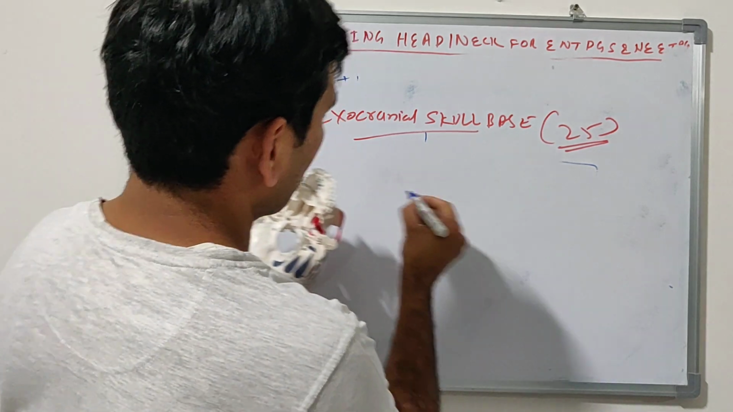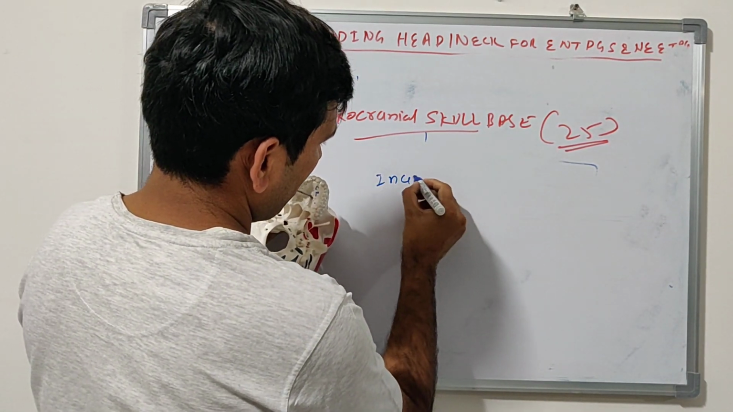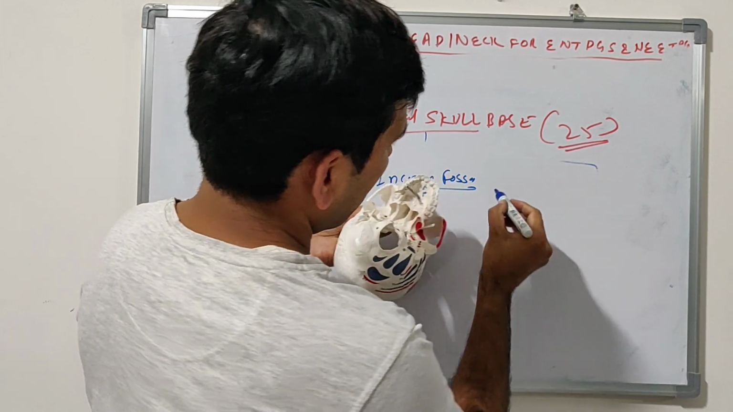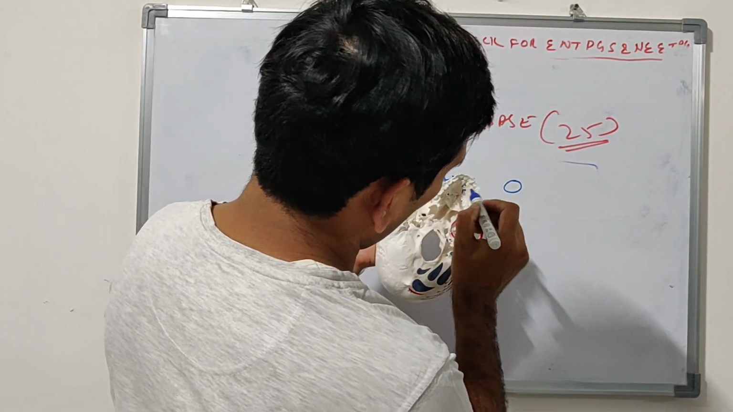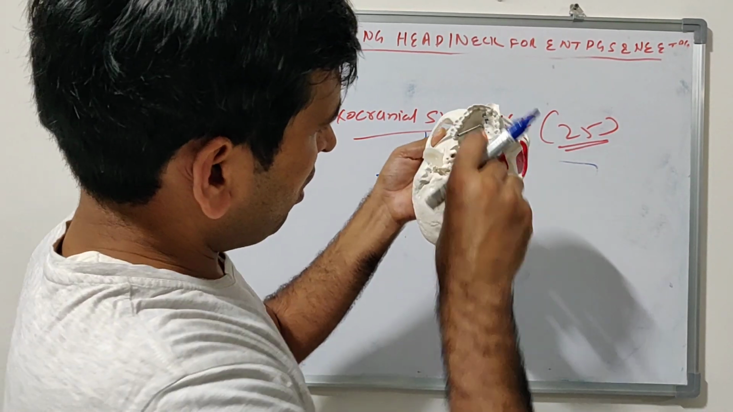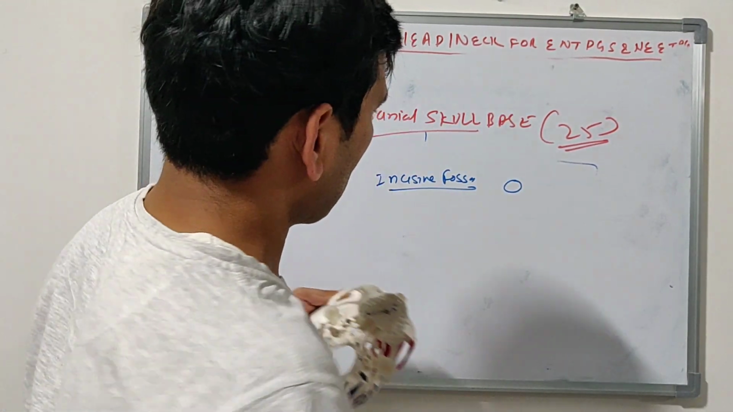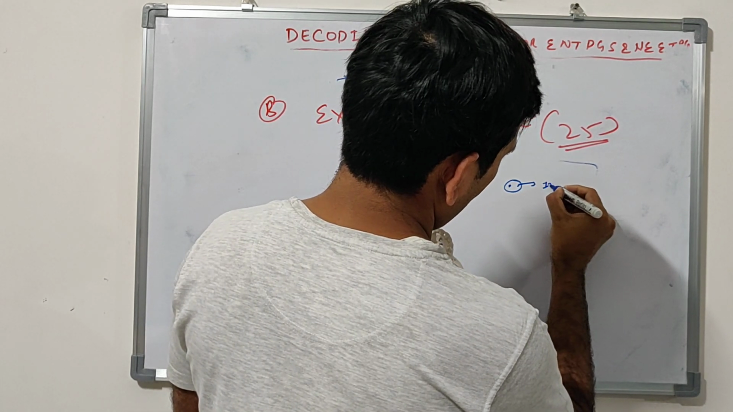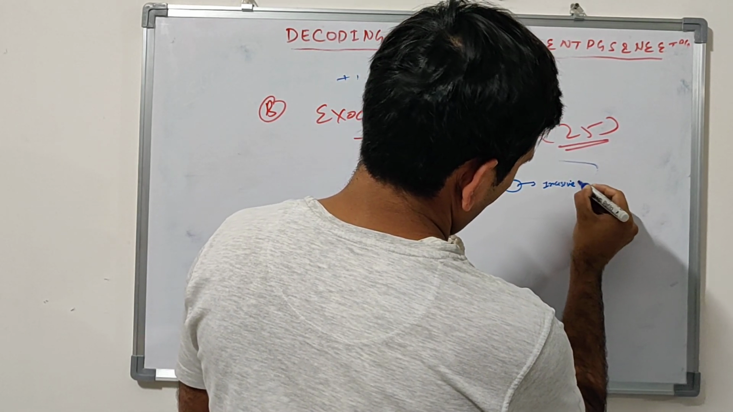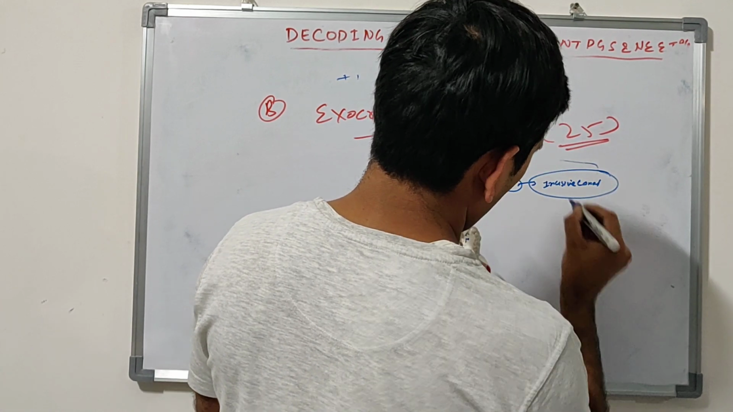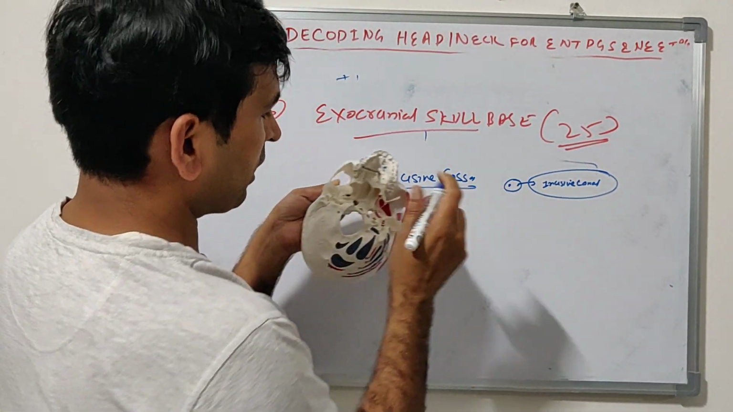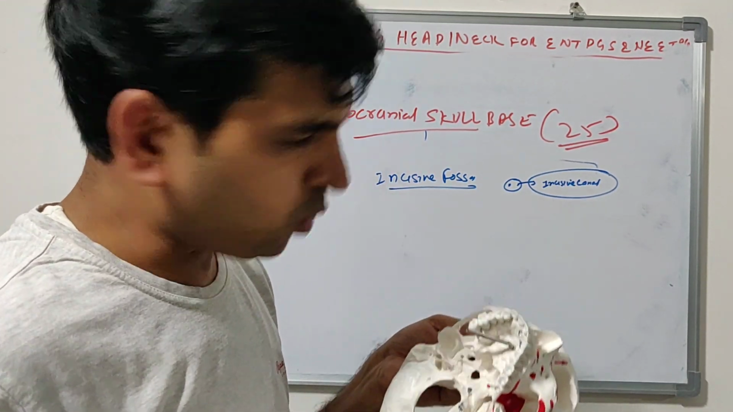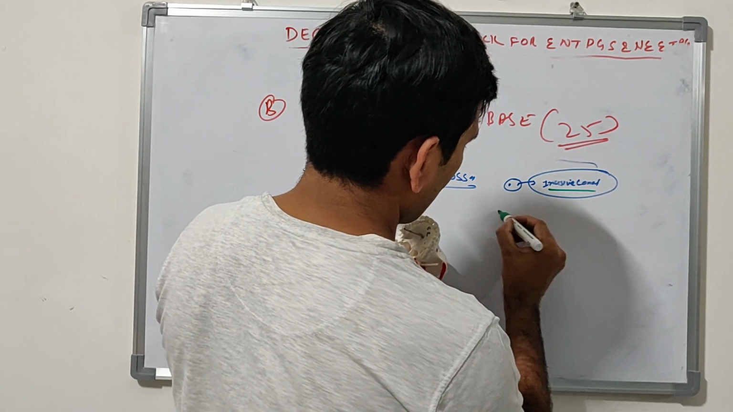If you see this, this is called the incisive fossa. This incisive fossa is just like an opening. If you see inside this, there are two incisive canals. Inside this fossa there are two incisive canals. Okay, this incisive fossa is single here, but has two incisive canals.